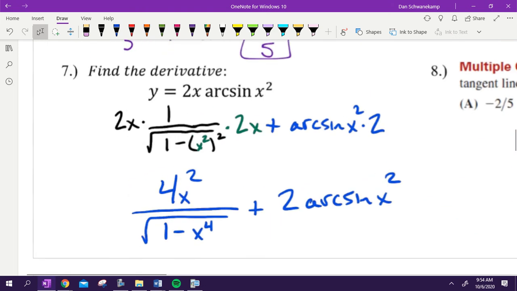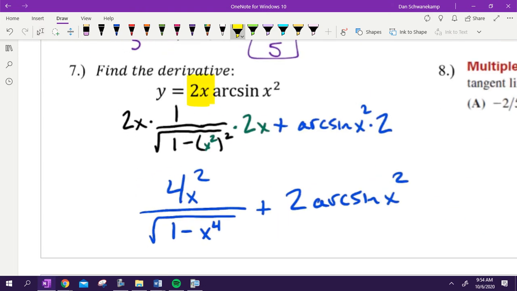Number 7. We've got two things being multiplied. It's 2x times arc sine x squared. So it might be important to think, hey, that x squared is in parentheses. They didn't put that there, but that is in parentheses. We are using product rule because it's two things being multiplied. So first is 2x. The derivative of arc sine is 1 over the square root of 1 minus the baby squared.